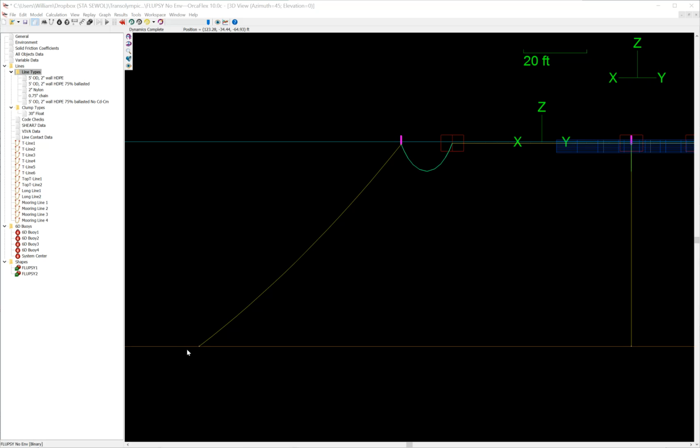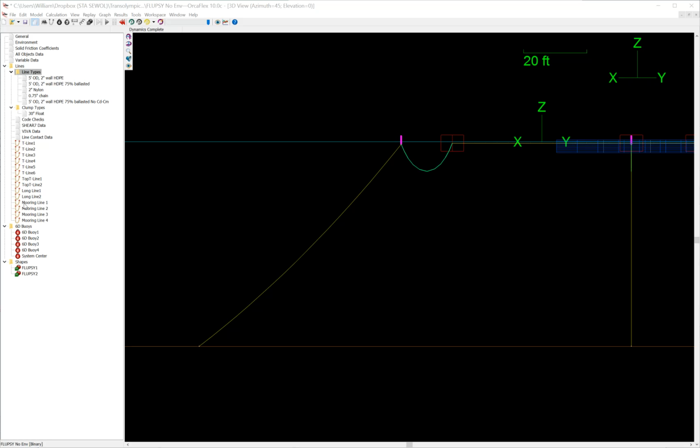This is zoomed in on mooring line 1, which goes from an anchor on the seabed, the brown line, up to this point here where it's connected to the magenta colored object, which is the float. And then I've made the anchor mooring line chain, the 0.75-inch chain, colored it green and made it slightly thicker.